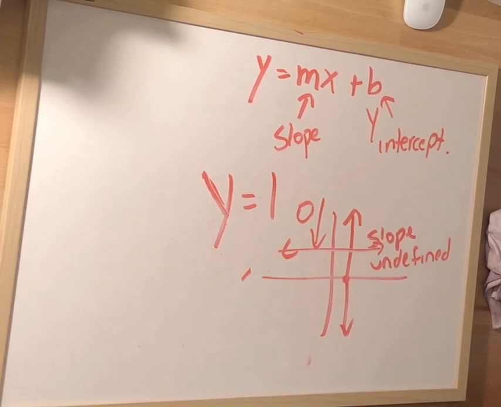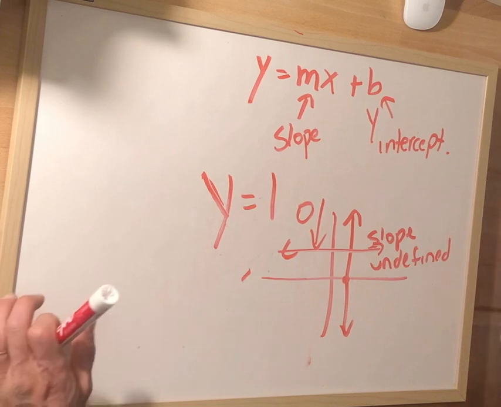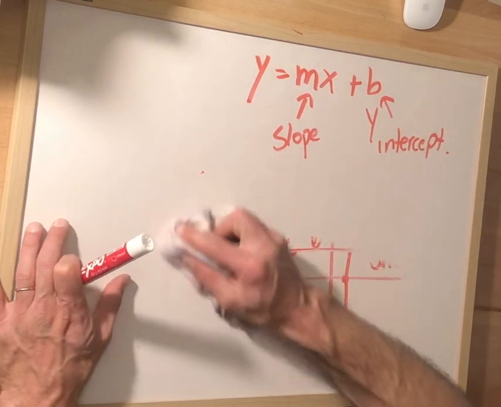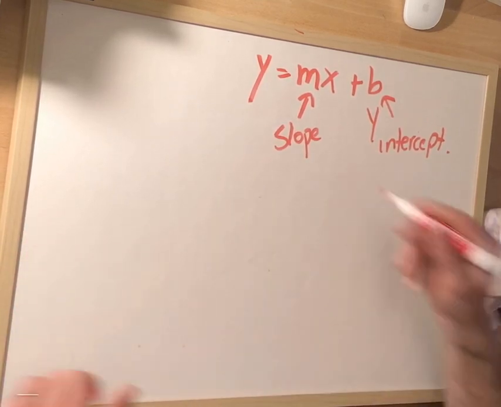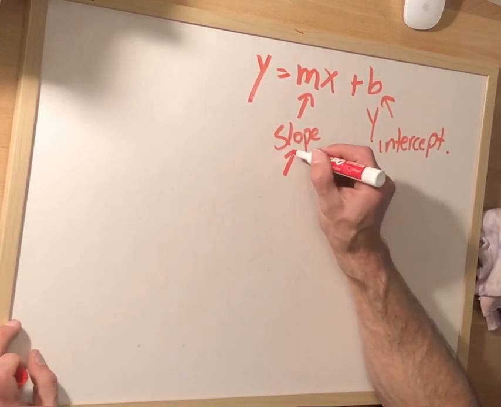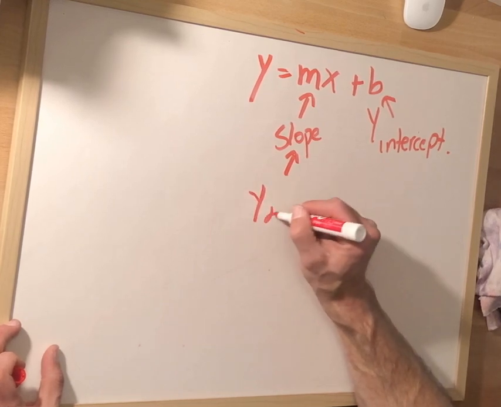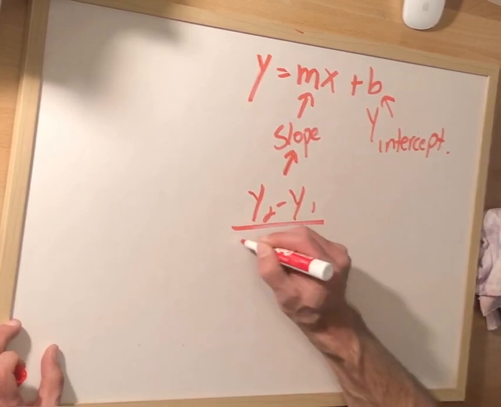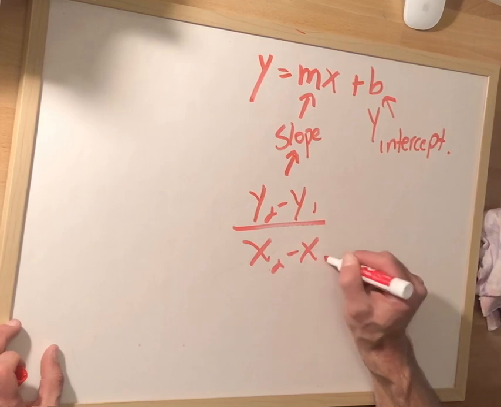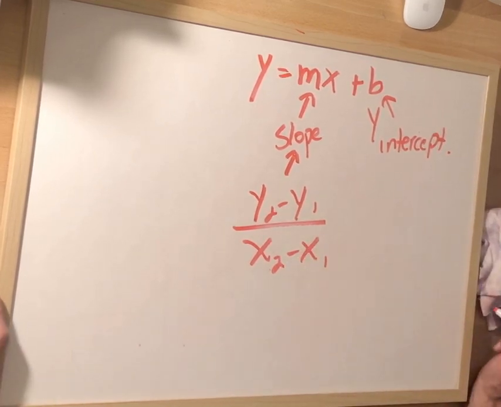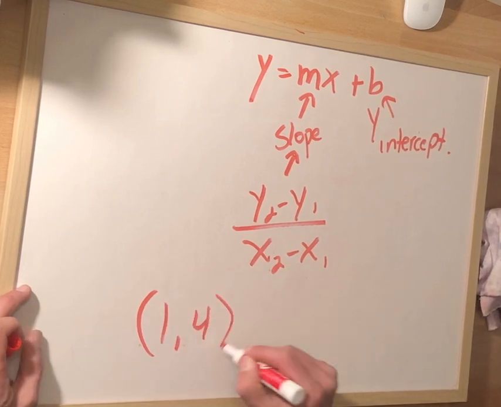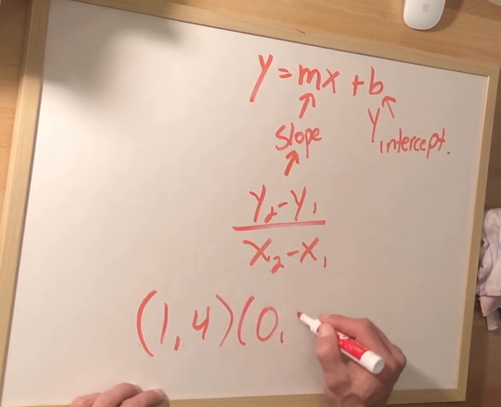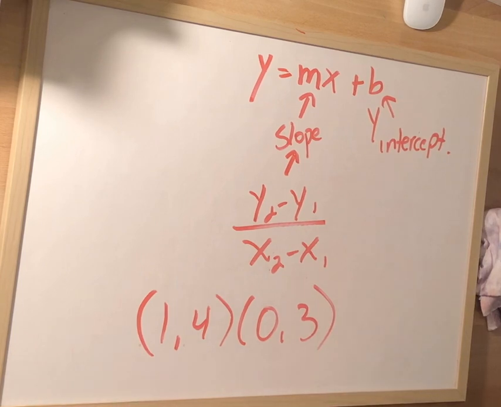We covered lines, and then we also covered writing equations of lines. And then I reintroduced to you the equation for your slope given 2 coordinates, which is y2 minus y1 over x2 minus x1. Now I said, let's take, for example, we have 2 coordinates, 1, 4, and 0, 3. And the question is, find the slope of these 2 coordinates.